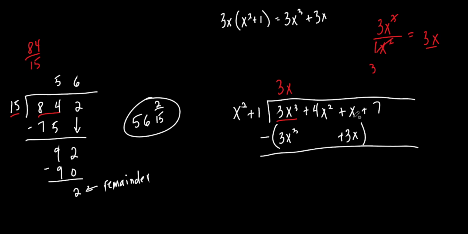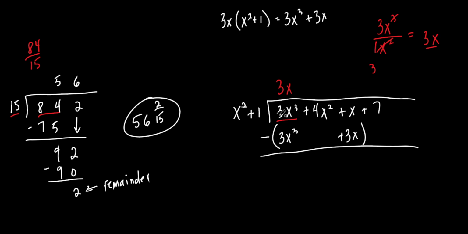Do you understand why I put it under the 3x? Because I can only add like terms together. This is a 3x. I can't put it underneath an x squared here because I can't add those together. So that's obviously different than what we did here, but it's the same basic idea, all right? I can just add those together.